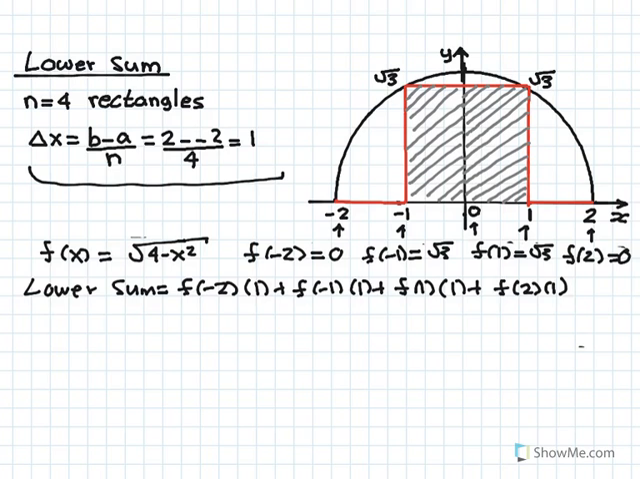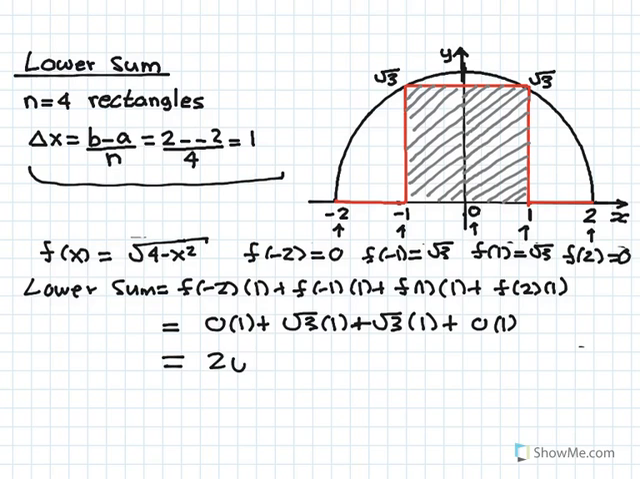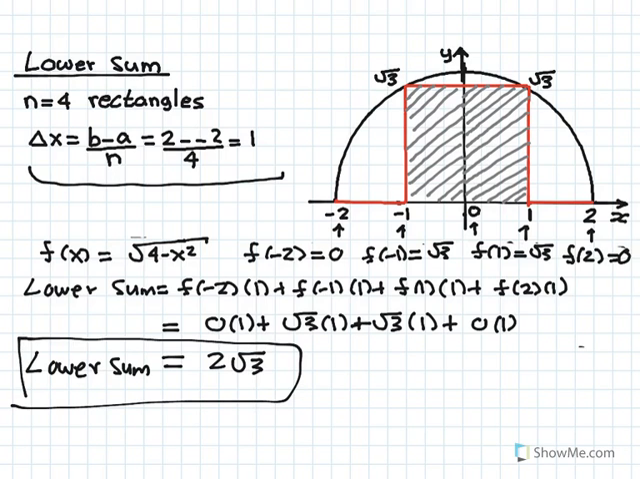All right, all of these values have been calculated. So f of minus 2, that's going to be 0 times 1. F of minus 1, that's root 3 times 1. F of 1 is basically root 3, the same, times the width of 1. And f of 2, that's 0 times 1. Let's add these up, we get 2 root 3. This is the lower sum. And the exact area, we've computed that before, that's exact area is equal to 2 pi.